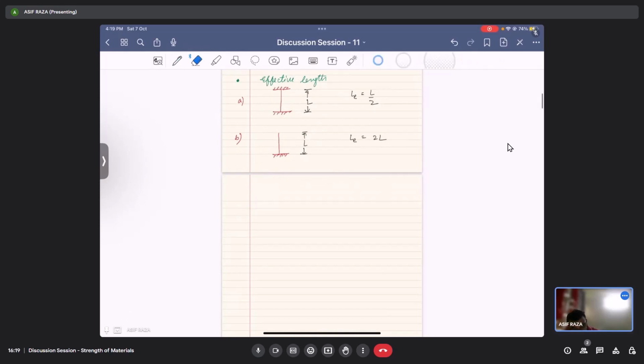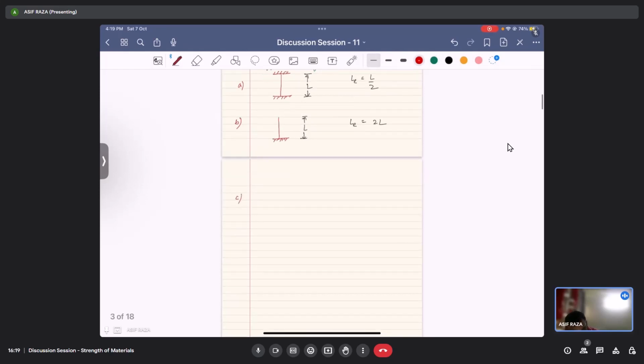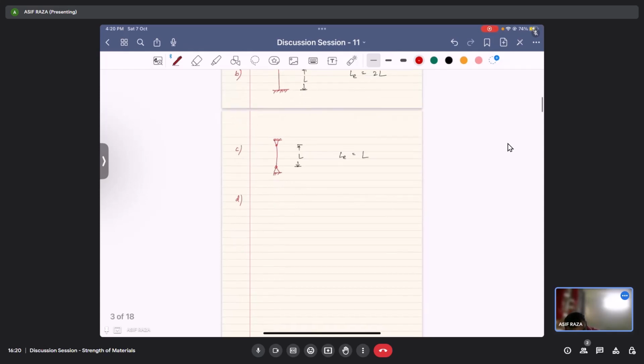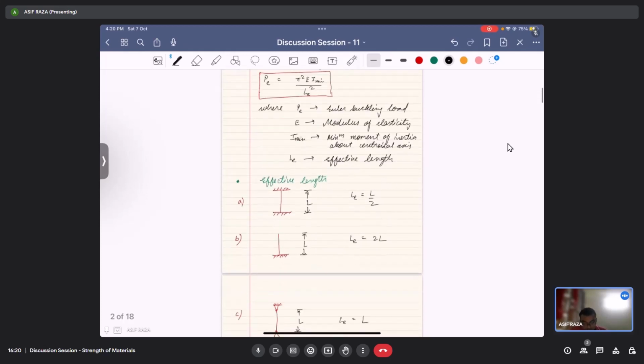Third, when both ends are hinged, the effective length is L. And the last one is when one end is fixed and the other one is hinged, and the length is L. The effective length in this case is L by root 2. So this is the thing which I wanted to say.